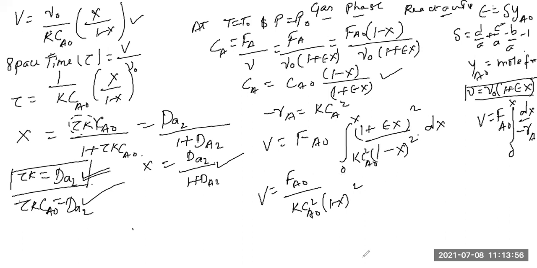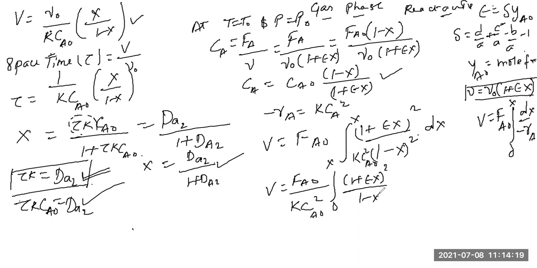I'm sorry, I have to take this out. It will become V is equal to FA0. We'll take this out, k CA0 square, then the integral from 0 to X of (1 plus epsilon X) square divided by (1 minus X) whole square dX. This is the equation. Now you have to solve this integral.